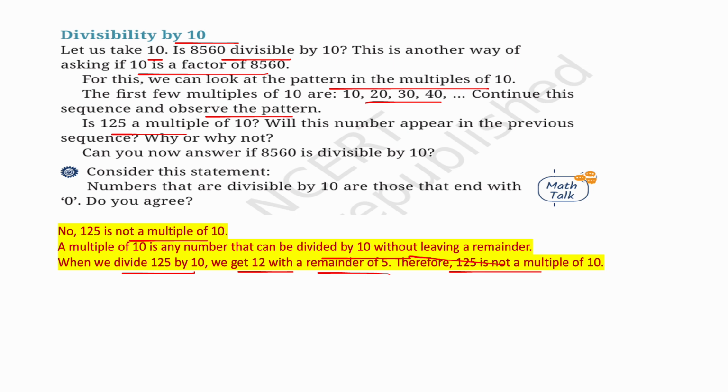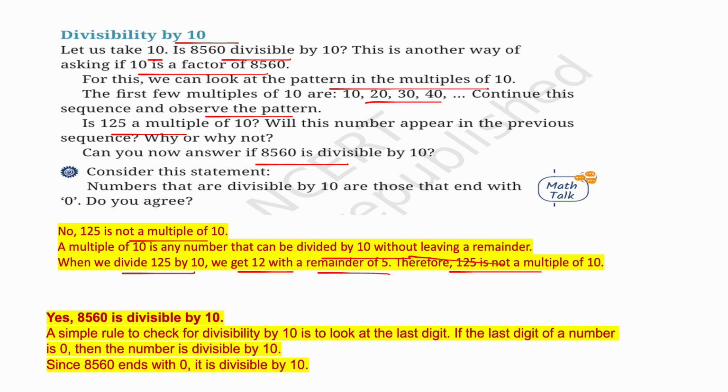Can you now answer if 8560 is divisible by 10? Yes, 8560 is divisible by 10. Why? A simple rule to check for divisibility by 10 is to look at the last digit. If the last digit of a number is 0, then the number is divisible by 10. Since 8560 ends with 0, it is divisible by 10.